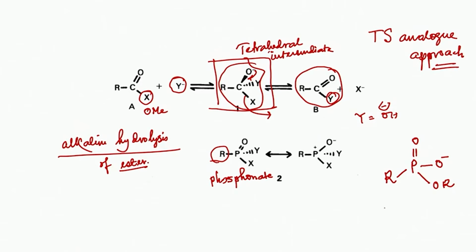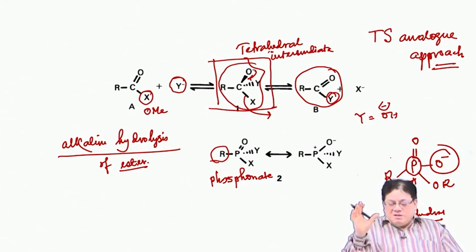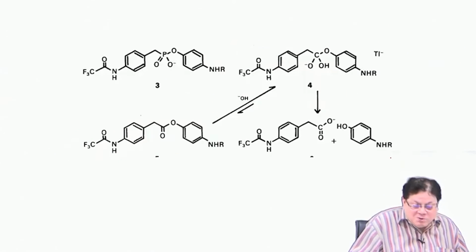Now, look at the structure of the tetrahedral intermediate and the phosphonate. Instead of carbon, what you have is a phosphorus, but this is tetrahedral. And this has also got a negative charge. This is like the carbon CO minus, you have phosphorus O minus. So, instead of carbon, you have just phosphorus. Phosphorus is just slightly bulkier than carbon, that is the only difference. So, what you need to do?